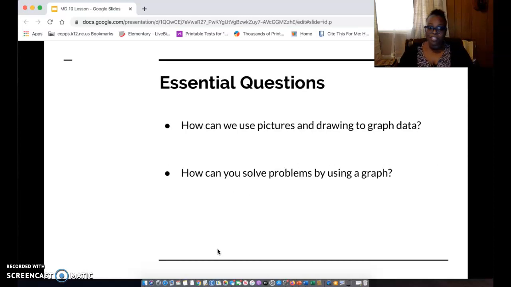Our essential questions, we got 2 this week. We have, how can we use pictures and drawings to graph data? And we also have, how can you solve problems by using a graph? So be thinking about that this week.